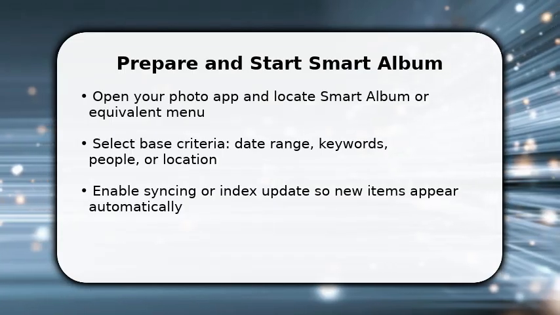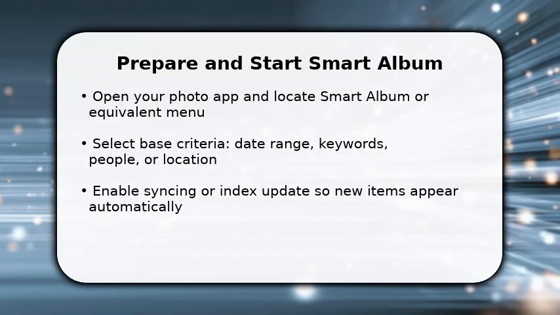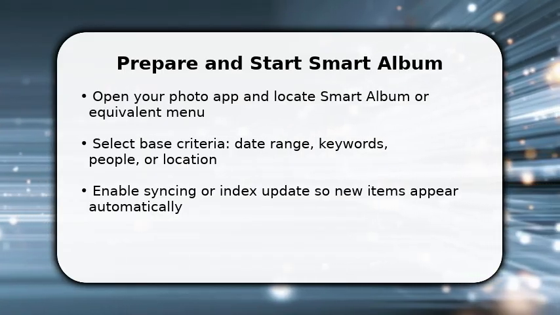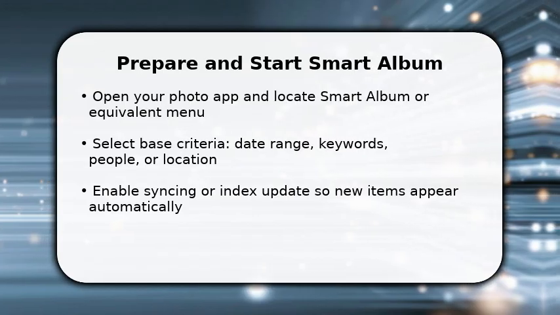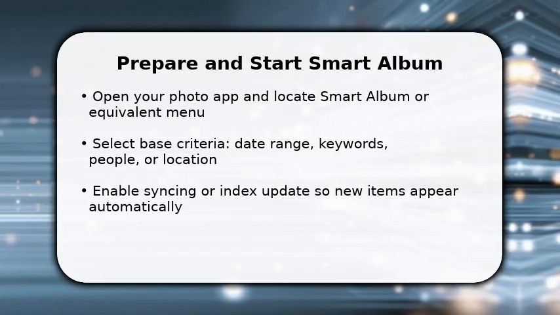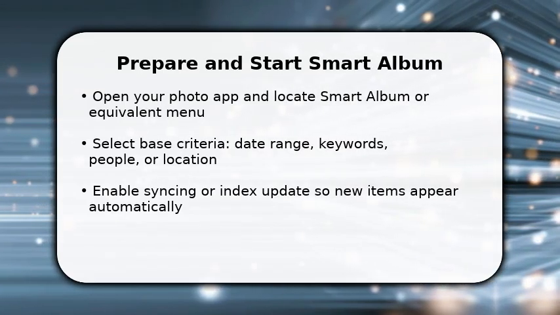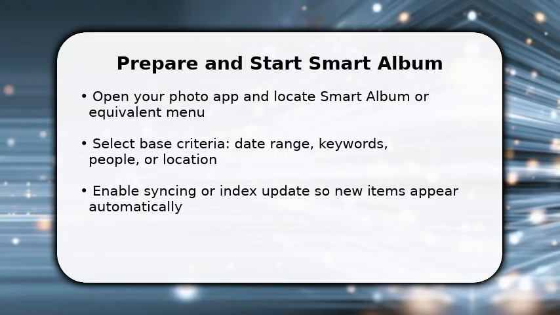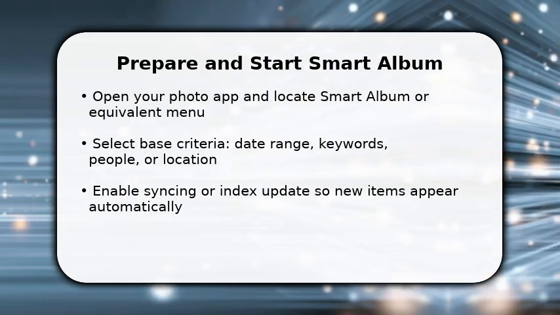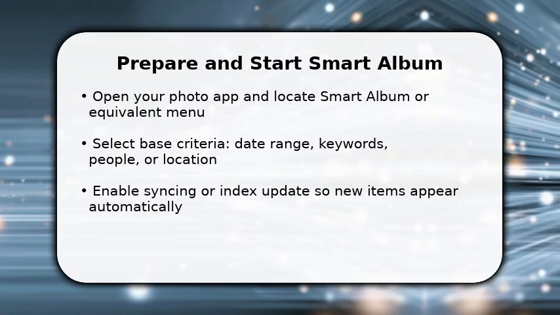You begin by opening the Photo Manager and choosing Smart Album. This starts the automation. First, pick a clear base criterion: date, person, keyword, or place, because the rule determines what appears. Once done, make sure syncing or library indexing is enabled so the album updates automatically.